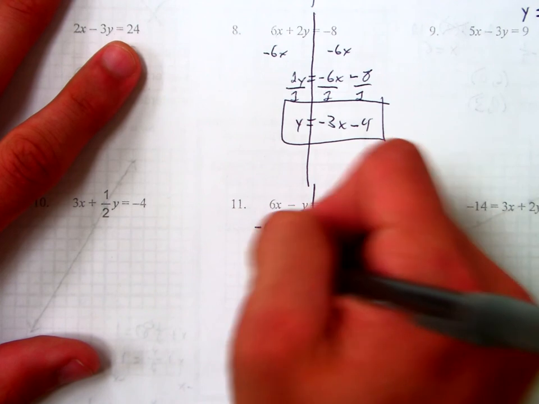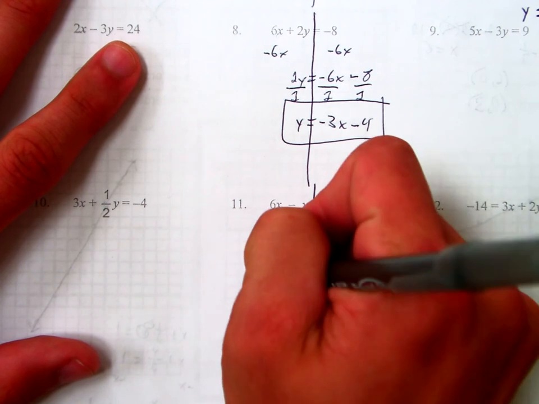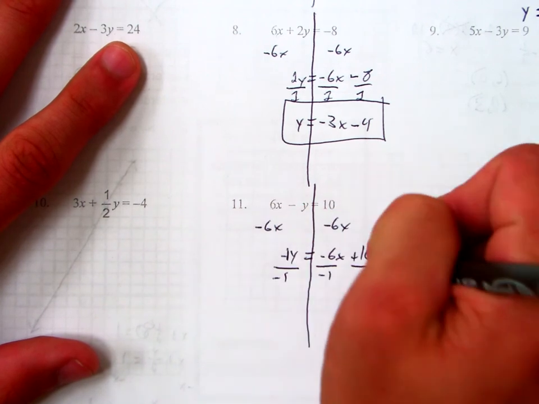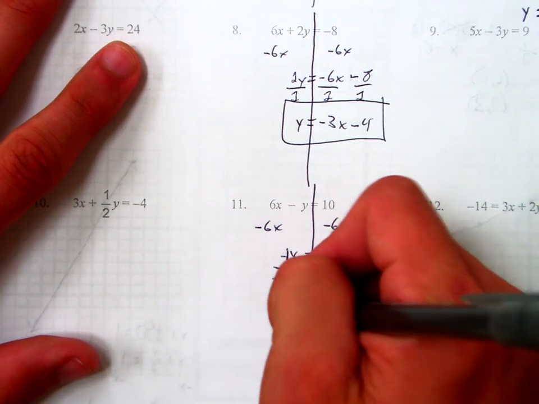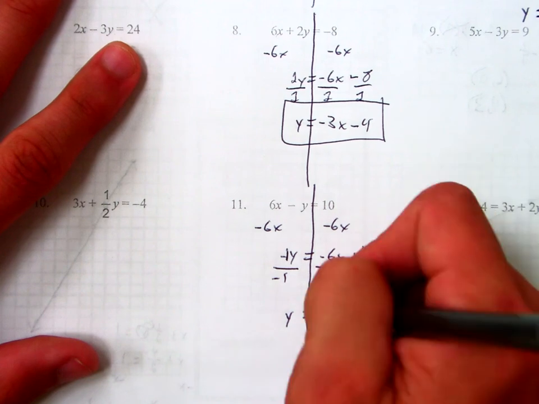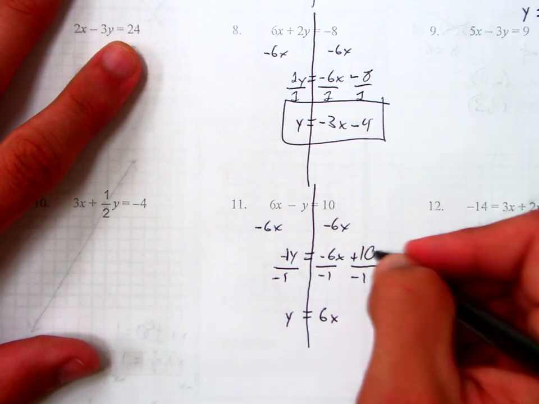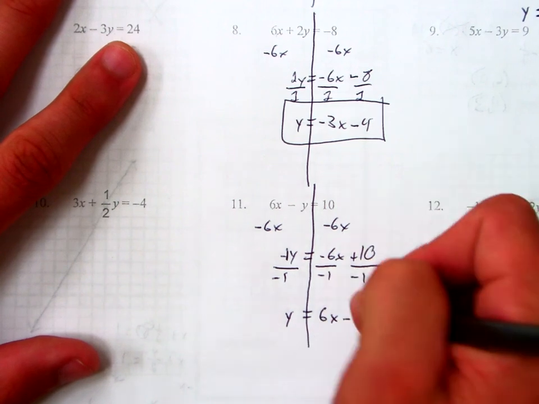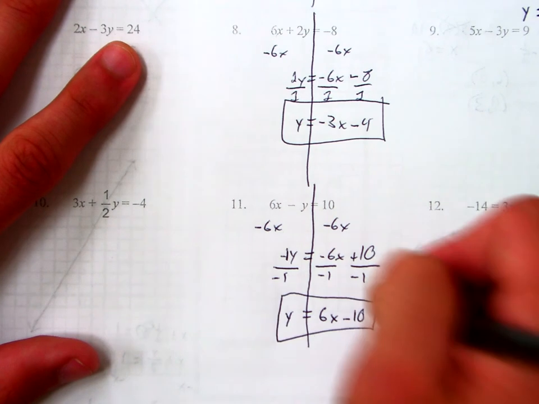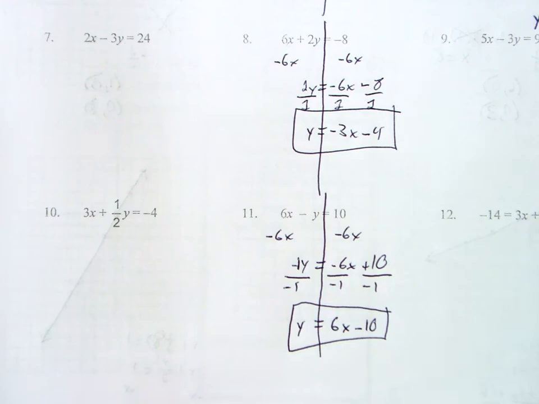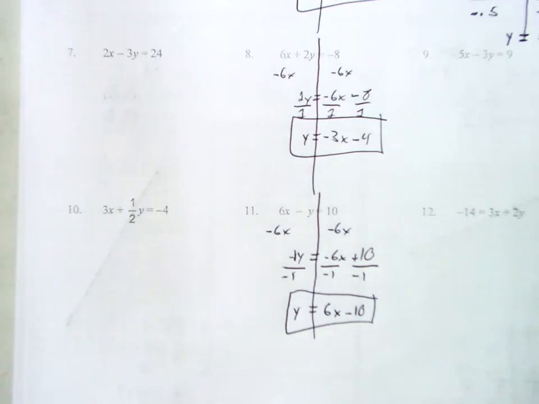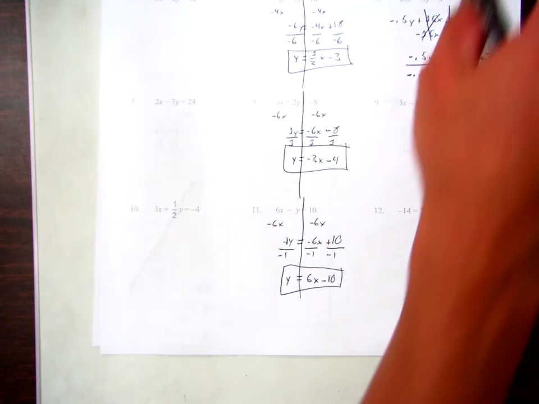So if I want to get rid of that negative 1 coefficient, I divide by negative 1. What's going to happen when you do that is all the signs are going to switch. So you get y equals negative 6 divided by negative 1 is 6, positive 10 divided by negative 1 is negative 10. Okay, so there's the 3 problems. I think that is all I'm going to do on this video.